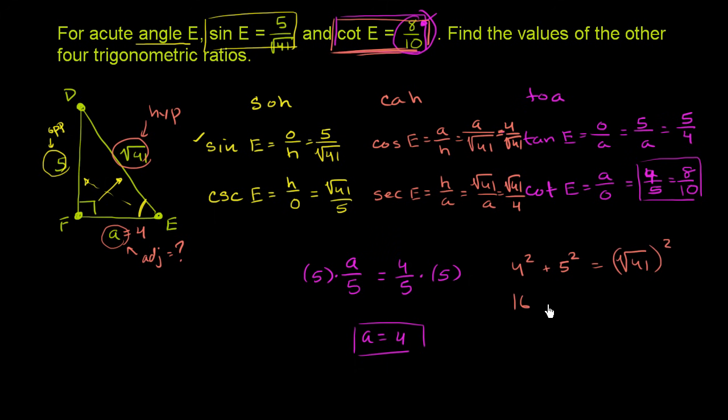4 squared is 16. 5 squared is 25. Does this actually satisfy the Pythagorean theorem? 16 plus 25, and square root of 41 squared is 41. 16 plus 25 is indeed 41. So at least it's consistent with the Pythagorean theorem. And we are done.